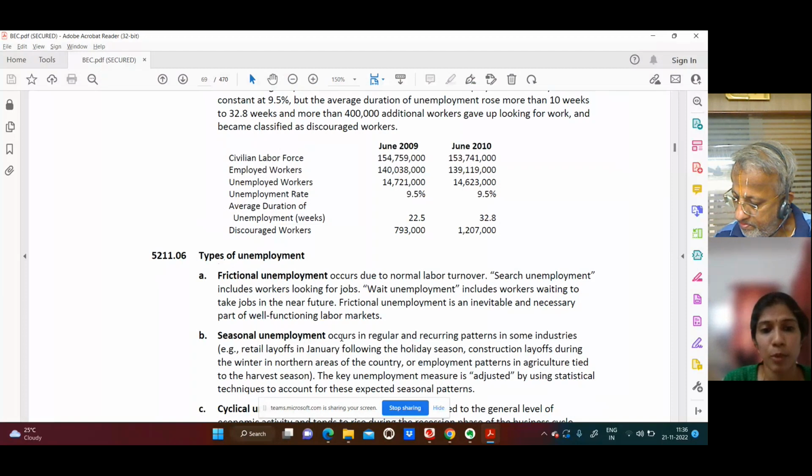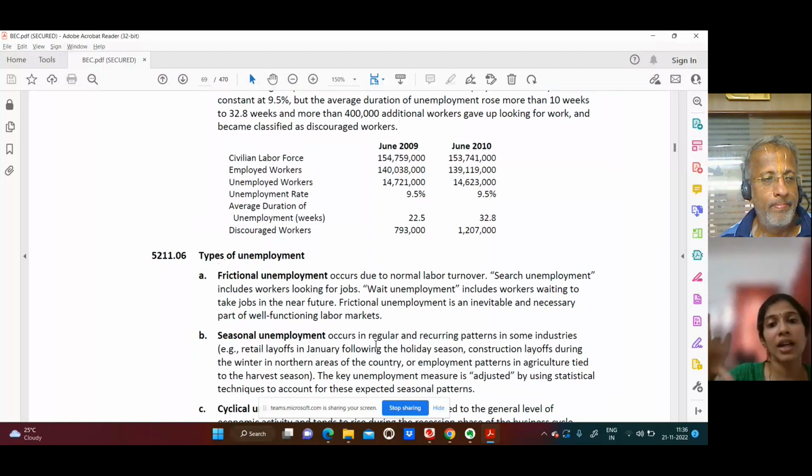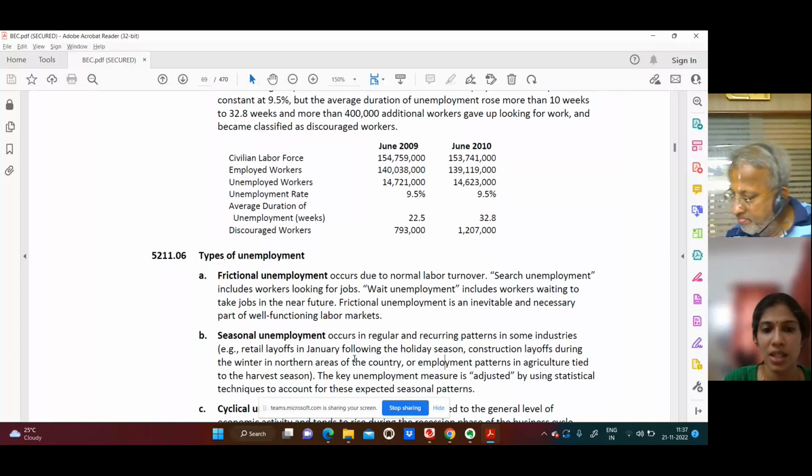Next is your seasonal unemployment. So they could give you a scenario, and ask what type of unemployment the scenario best belongs to. It could be something like that. So seasonal unemployment is again regular and recurring patterns in some industries. Your classic example could be your sweater manufacturers or your shawls. If it's winter, the clothing preferences of people change, your eating preferences, your transportation, all that goes for a modification, right? So then there could be unemployments here and there occurring in the economy. So that is a regular and recurring pattern in some industries.